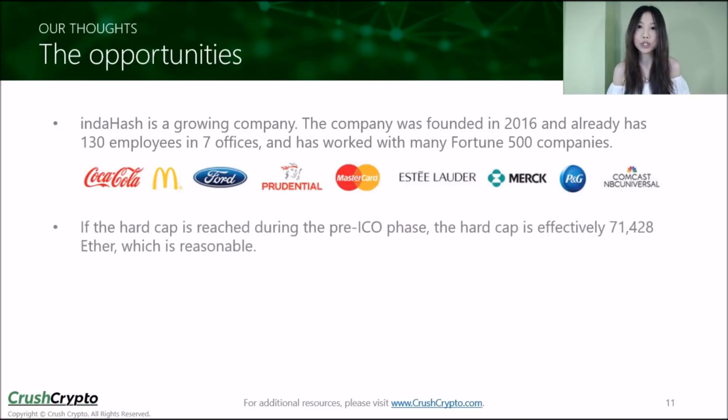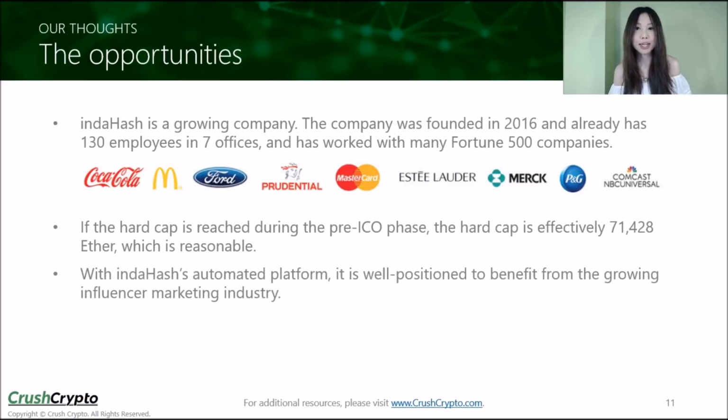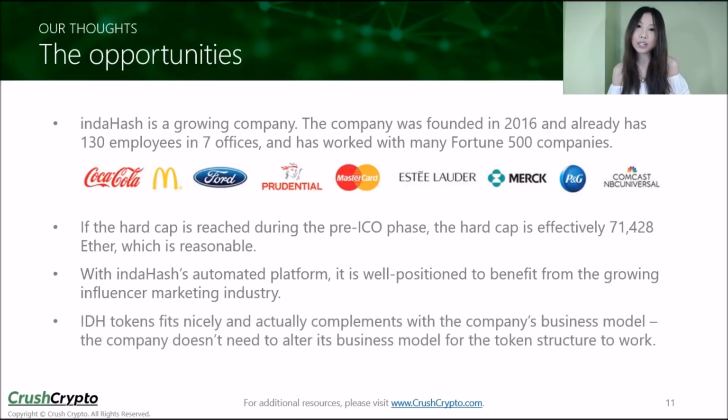If the hard cap is reached during the pre-ICO phase, it will be just over 71,000 Ether, which we think is a relatively reasonable amount. Influencer marketing is a new and rapidly growing industry, especially for influencers with a smaller audience. With indaHash's automated platform, they are well positioned to benefit from this growing trend. And we believe the introduction of IDH tokens complements the company's existing business model. indaHash does not need to alter its model in order for their token structure to work.